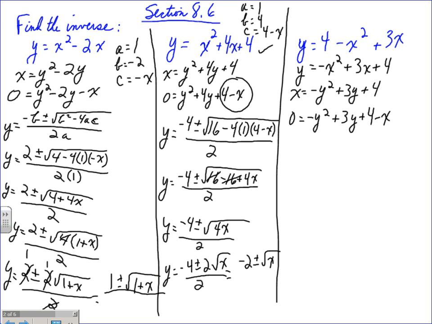Identify your a, b, and c. A is negative 1, b is 3, and your c is 4 minus x. Again, I just think that's important. Then use the quadratic formula. Y is equal to, yes.